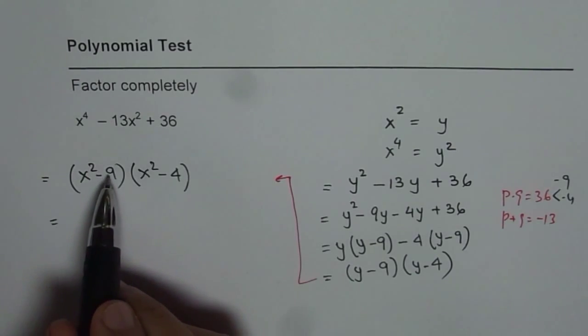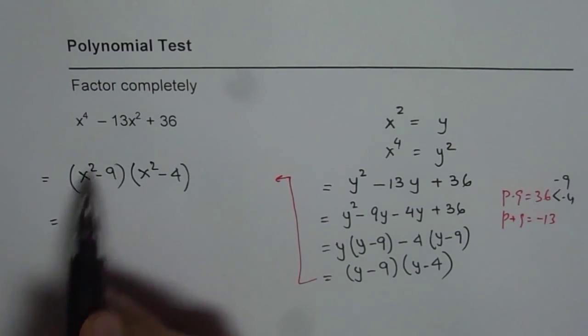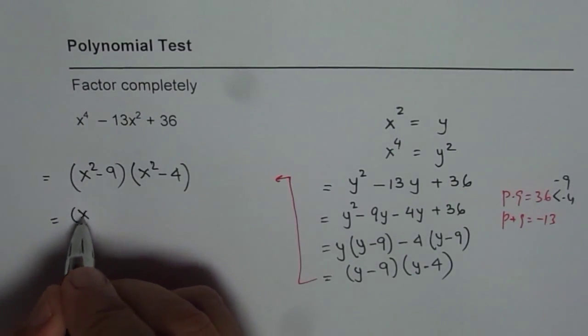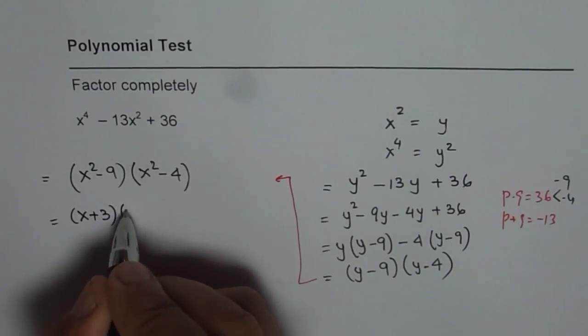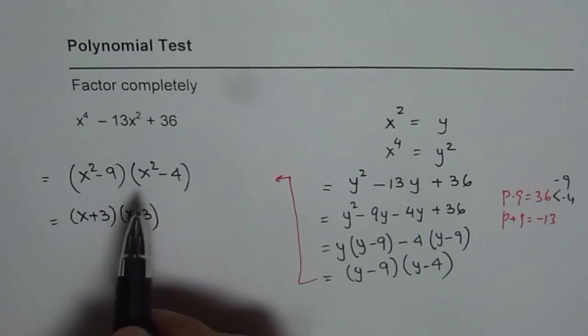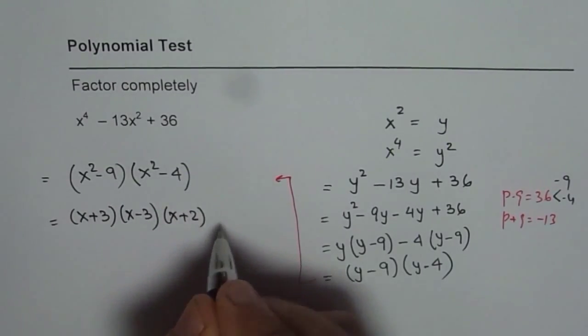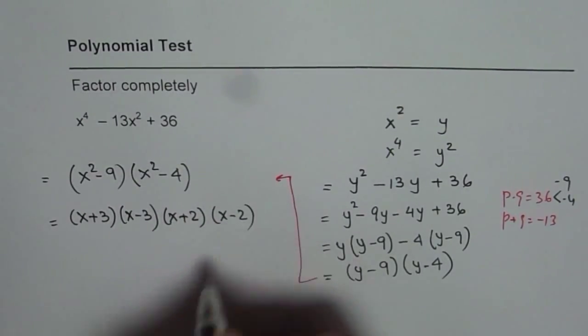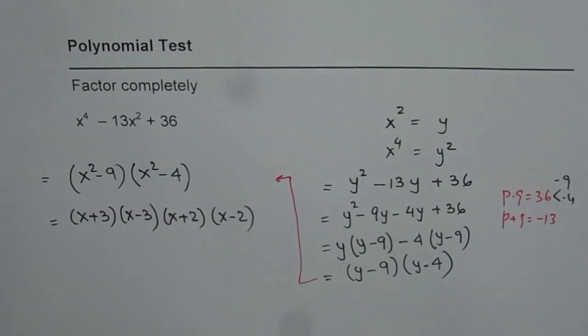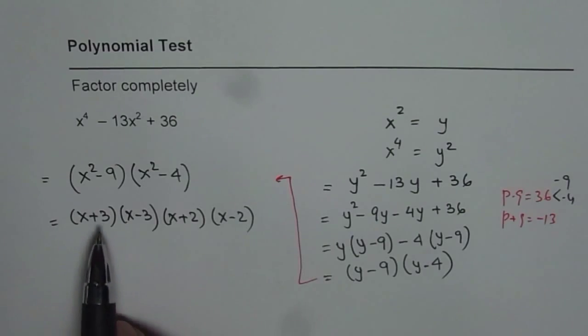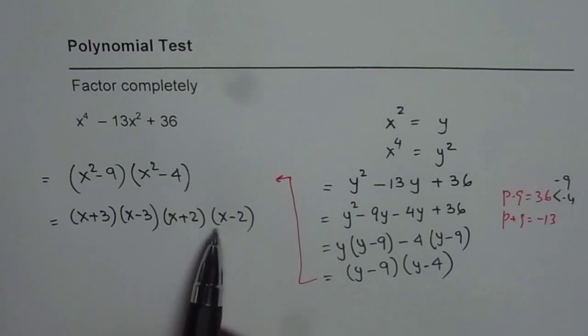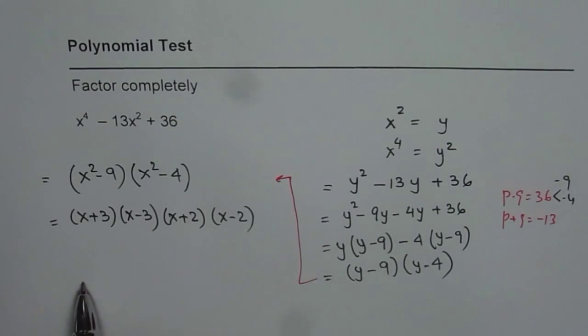At this stage, we can actually apply difference of squares. X squared minus 9 means x squared minus 3 squared, which I could write as x plus 3 times x minus 3. X squared minus 4 is x plus 2 times x minus 2. So that is the final factored form. It's completely factored. You cannot factor it any further, right? So that is our answer.